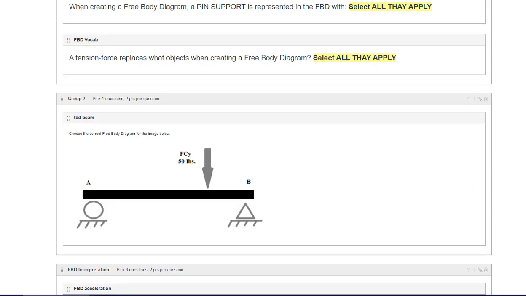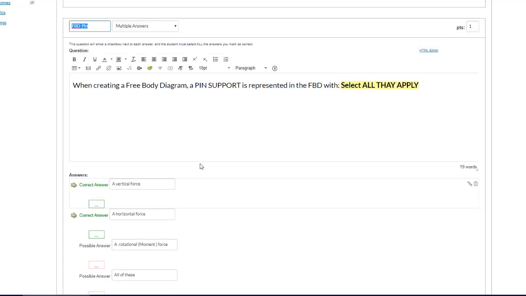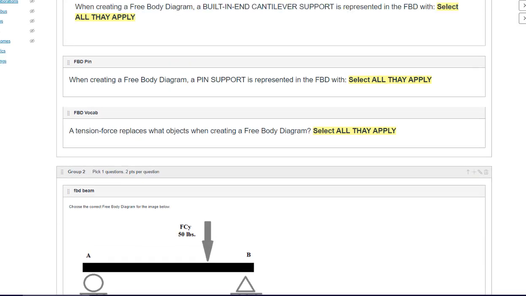The second question, also vocabulary, says when creating a free body diagram, a pin support is represented in the free body diagram with, and it says select all that apply. We covered this, and a pin support is supported in the vertical, up and down direction, and the horizontal direction. It does not resist a moment. Again, these are just vocabulary, so there's not a lot for me to break down. We went over it, but didn't do practice problems. You had to just review your notes, and hopefully you had it in your notes because it was an open note quiz.